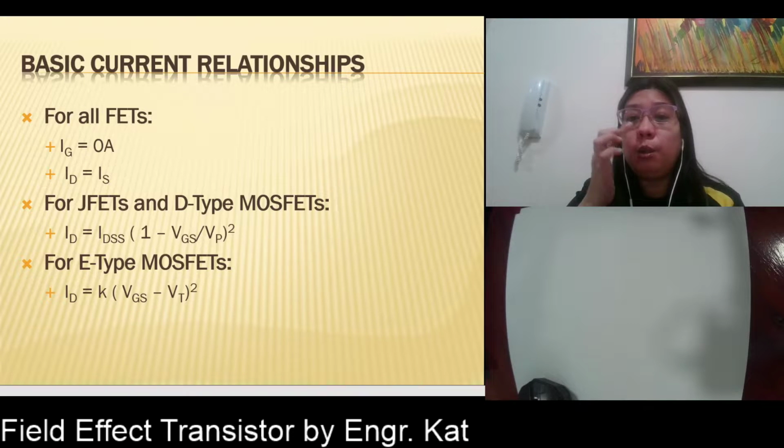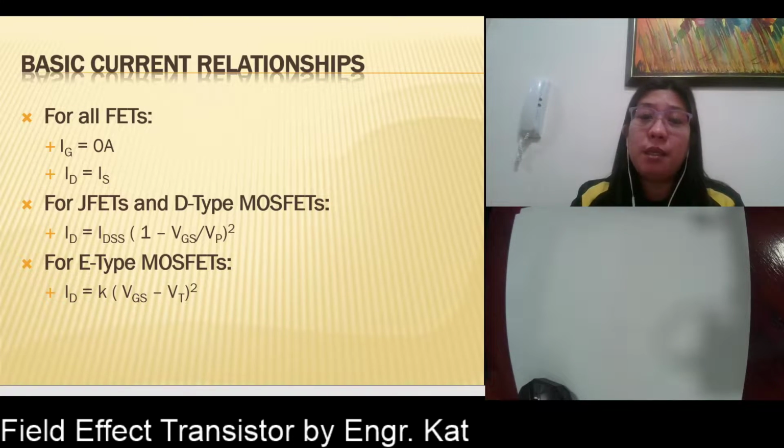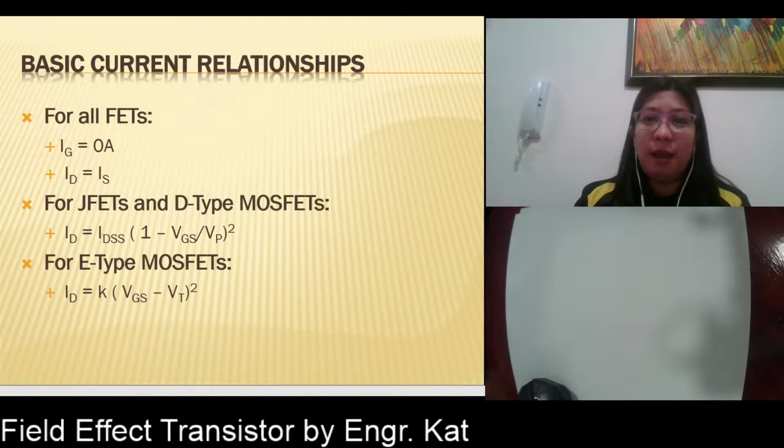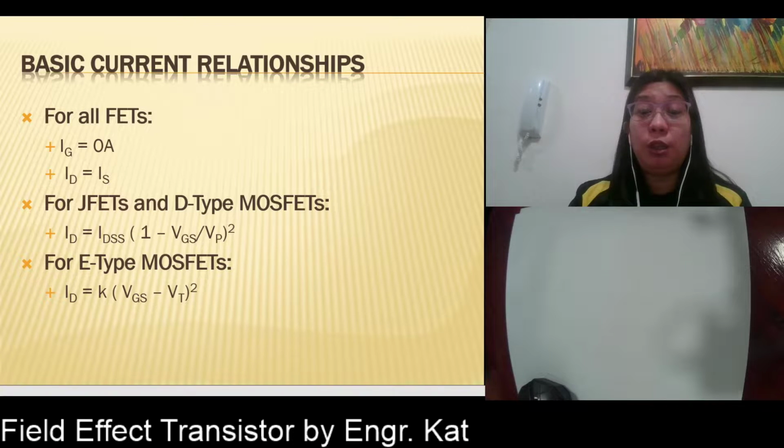So even though VGS can be negative for reverse biasing and positive for forward biasing, we are still assured that IG is equal to 0 because of the insulator placed between the gate and the channel. That insulator is what we call the silicon dioxide.